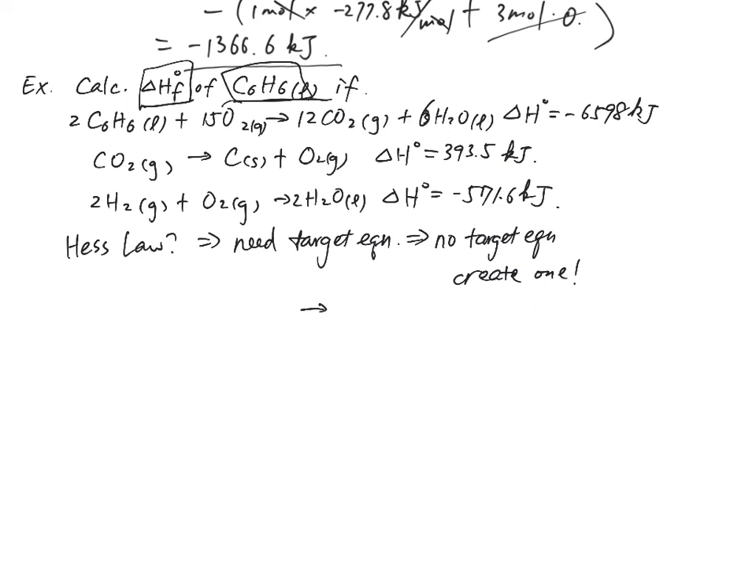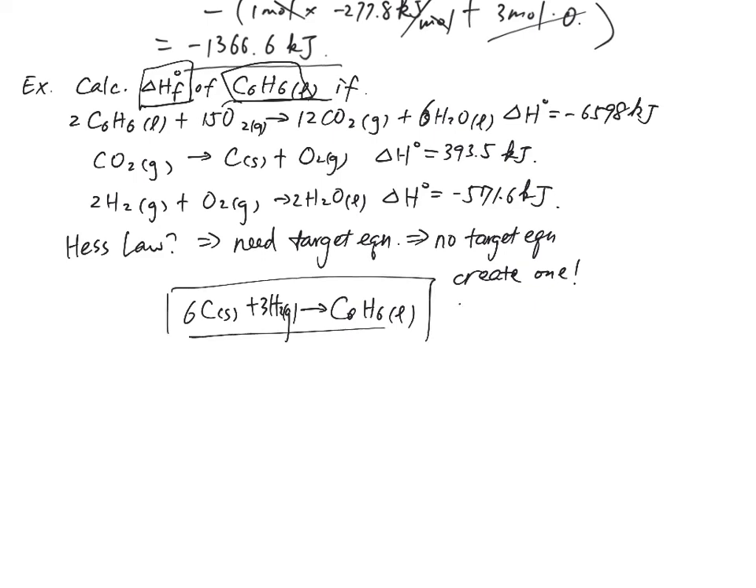What do you mean? I can always write the formation equation because it's about 6 carbon solid and 3 hydrogen gas. And the delta H of that should equal the delta HF of benzene. So if I use this formation equation and figure out the delta H, I'm all set. So now I have a target equation.